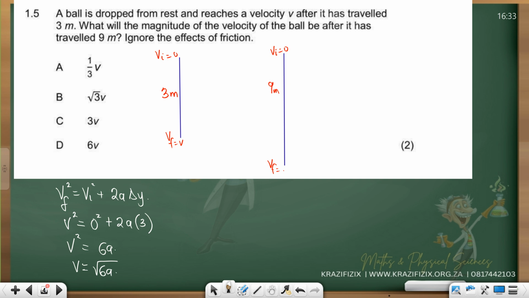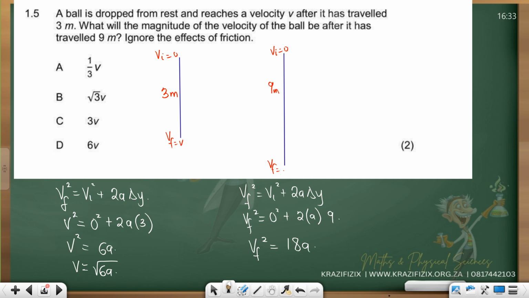Now, when I come to the 9, using the same formula, VF squared equals VI squared plus 2A delta Y. I do not know my VF squared, but my VI is still 0, 2 multiplied by A, and then my delta Y is 9. So my VF squared is 18A.